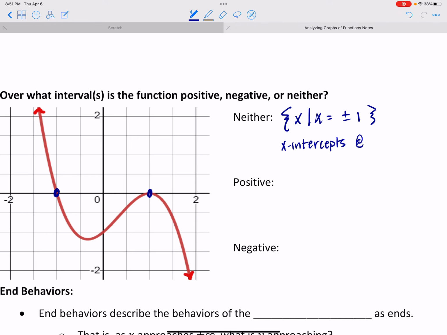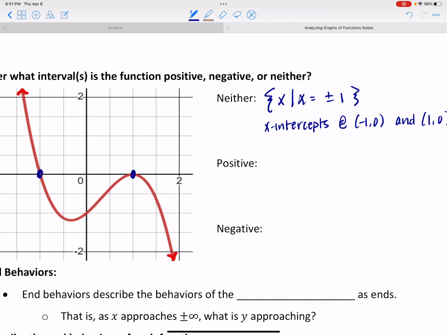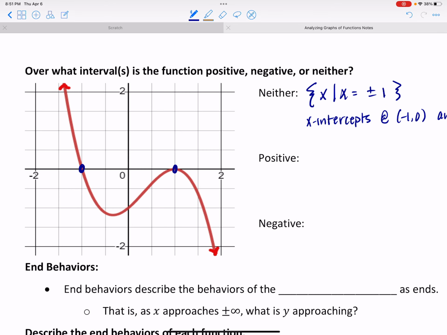At (-1, 0) and (+1, 0). But again, those are coordinates, not to be confused with the intervals that we're going to be writing for the next couple of pieces. So it's helpful to find those roots first because they're the separators between the positive and negative portions of the graph. When we're hitting the x-axis, we're not positive, not negative because we're 0, but anything before or after those points has to be one or the other.